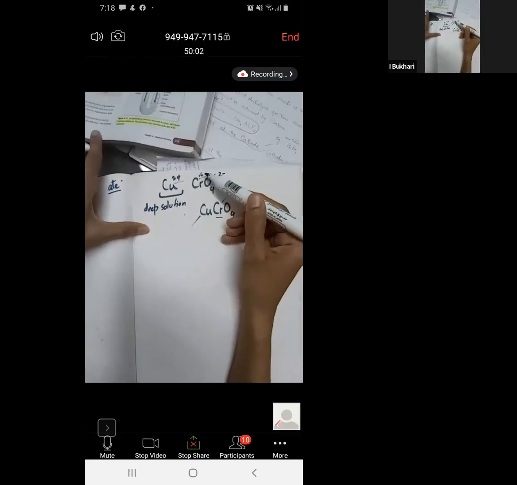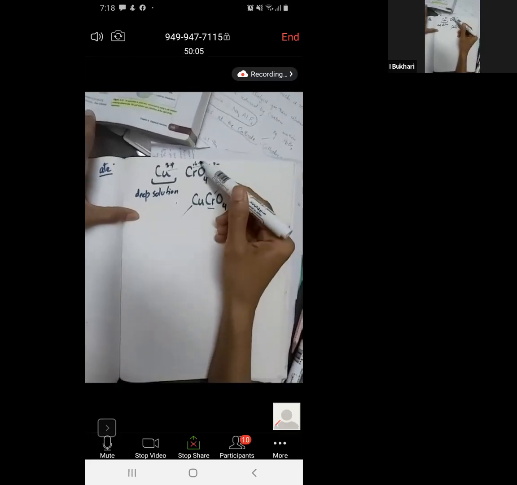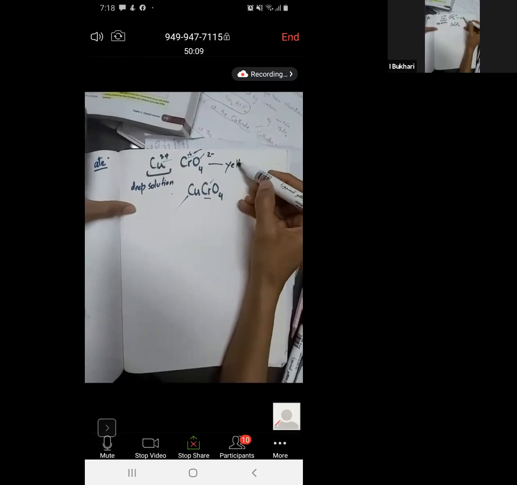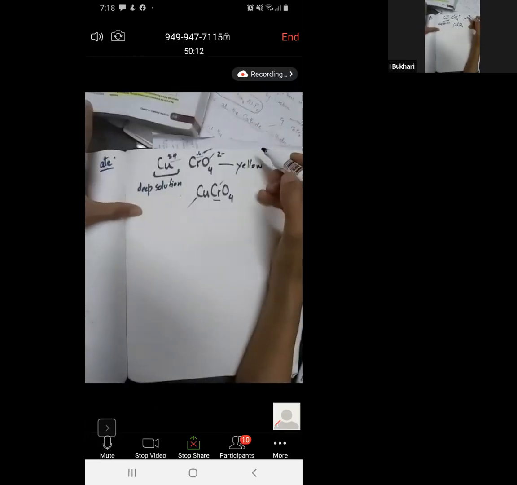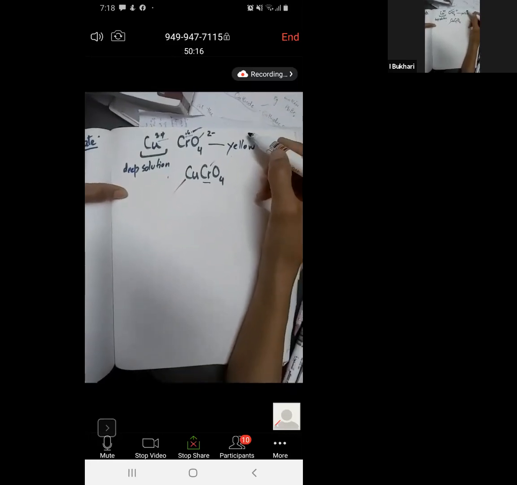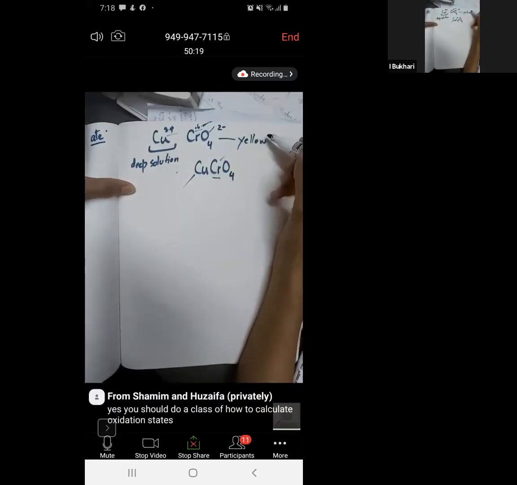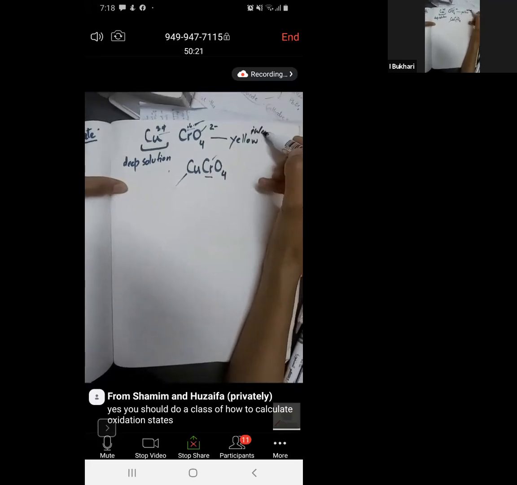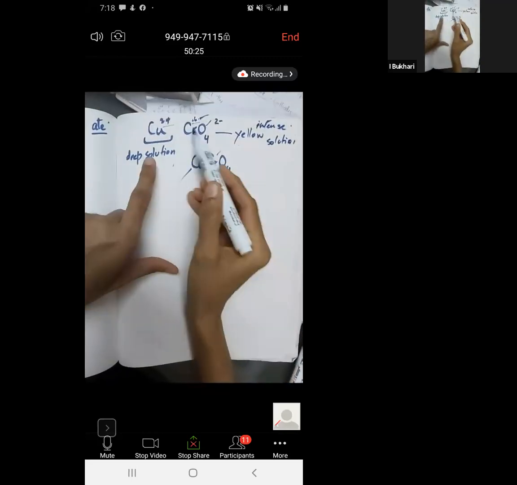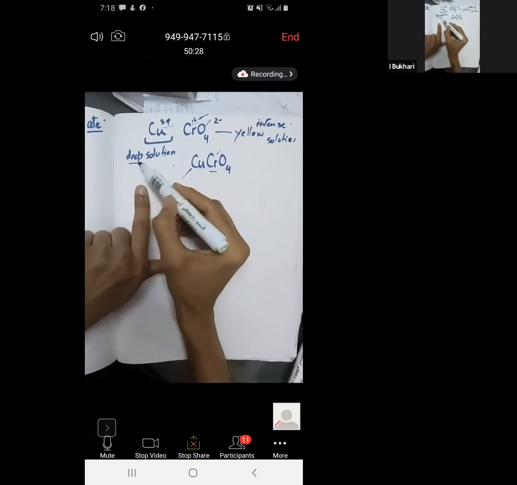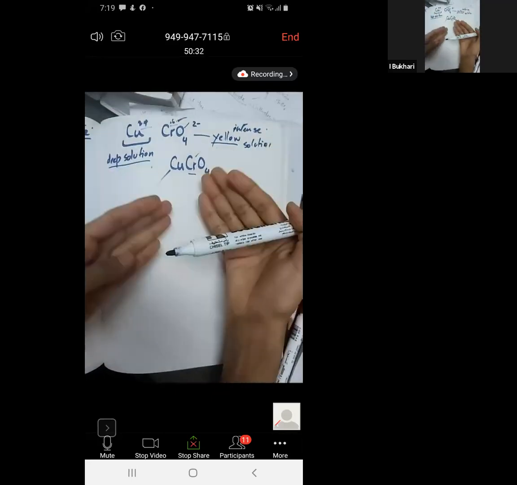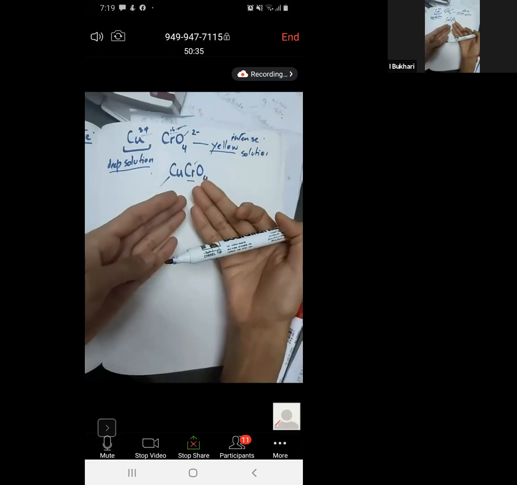Chromium +6, by the way, gives us an intense yellow solution. I will show you pictures from Google, and you can even Google it yourself. So we have 2 transition metals which give us completely different colors separately. Now, in this compound, they are combined together.